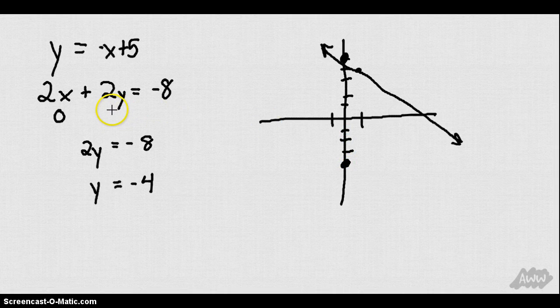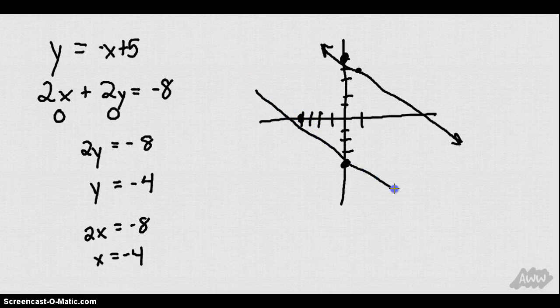And if I put 0 in for y, the same thing happens. I get 2x equals negative 8, so x equals negative 4. So I know if y is 0, then x is negative 4. It has something like that.